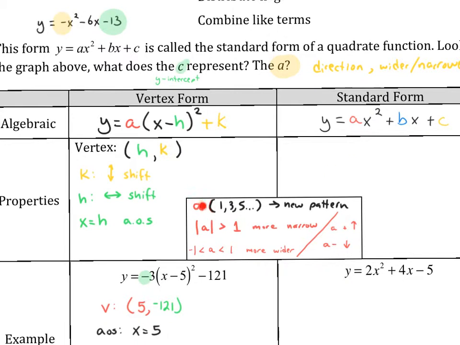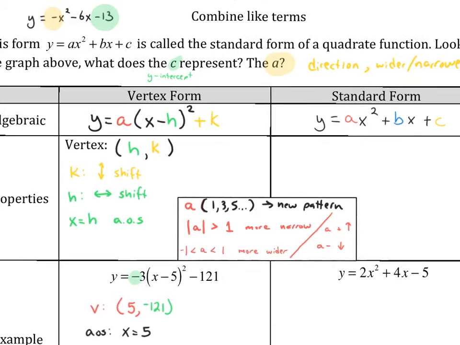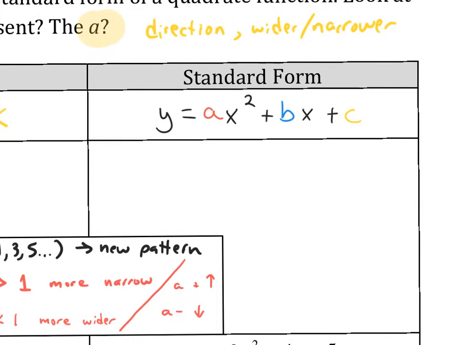We also know that a can help us create the new pattern or discover the new pattern. And we know it's more wide or more narrow based on what a is. So that we don't have to repeat, but let's talk about a few other things. c is important because that is my y-intercept. This is where the graph crosses the y-axis.